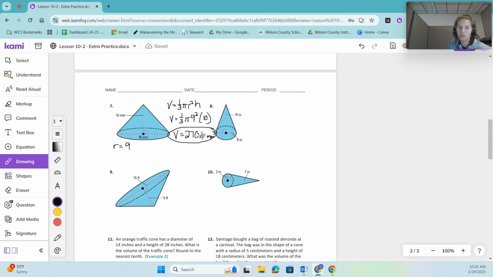Again, if they ask you to round, you would multiply it out by pi. Okay, there are 3 more here that give you that diameter that you can try on your own.